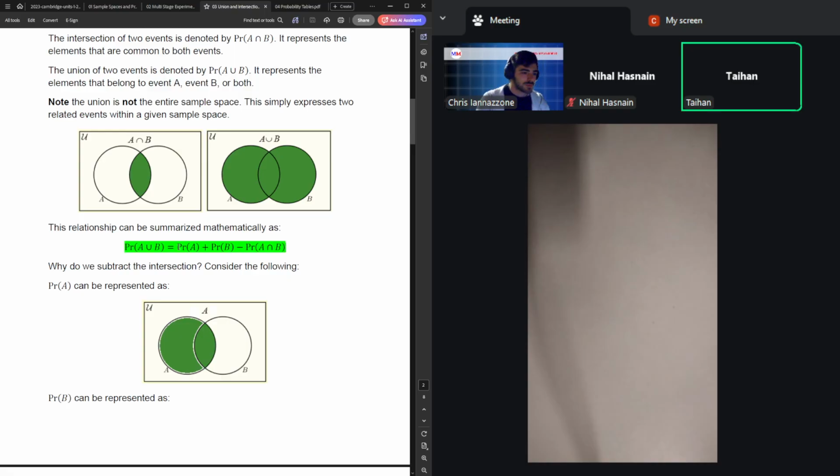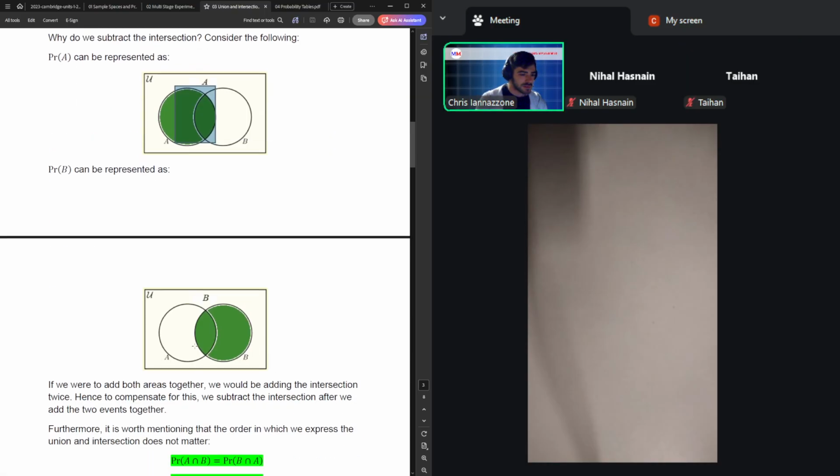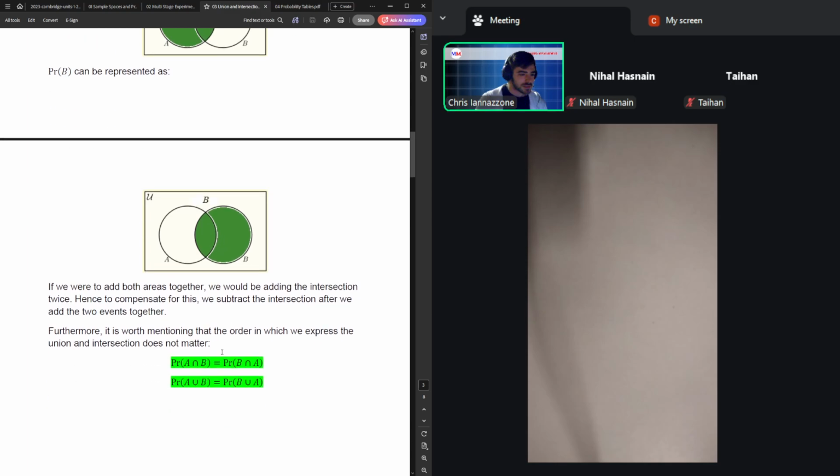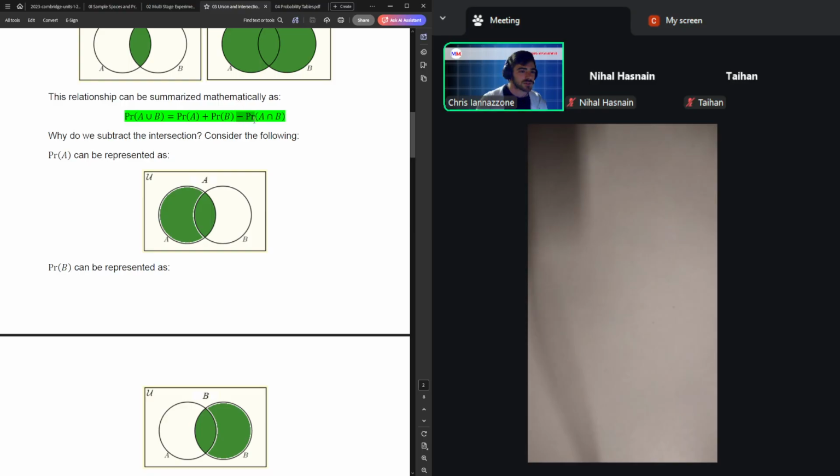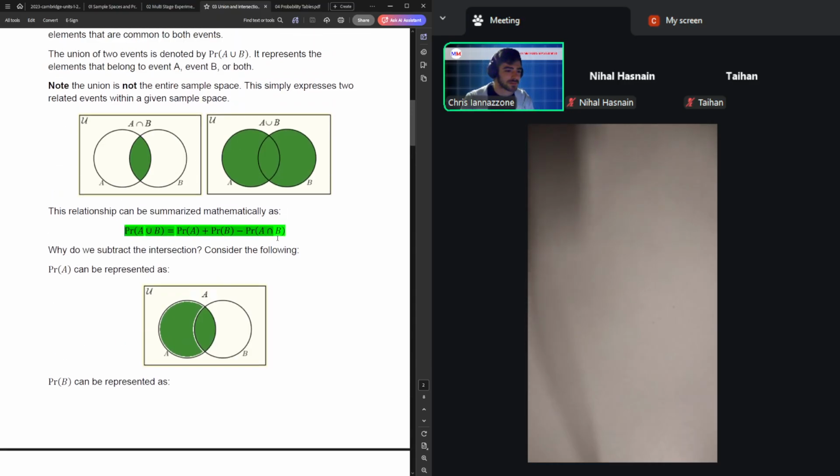Exactly right. Probability of A, all this stuff. Probability of B, all this stuff. You'll notice that the intersection exists twice there, so we need to subtract at least one copy. Nice. That was something I did not clock in high school. I just kind of said, cool, okay. I guess we're just using this equation.